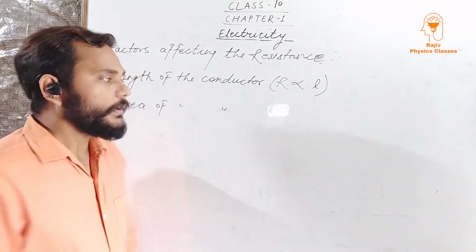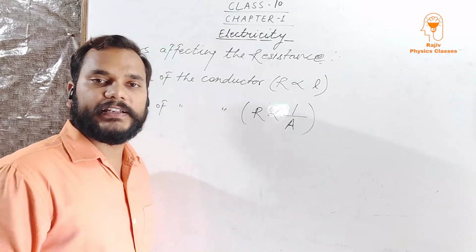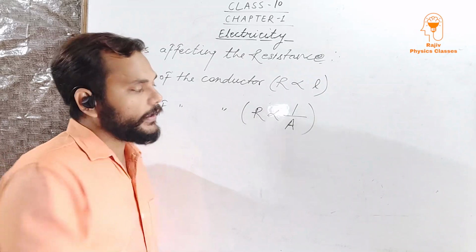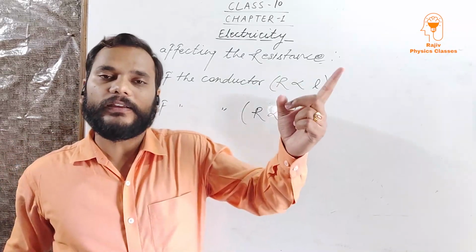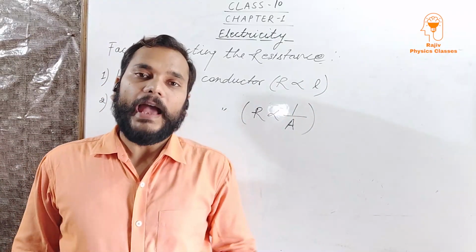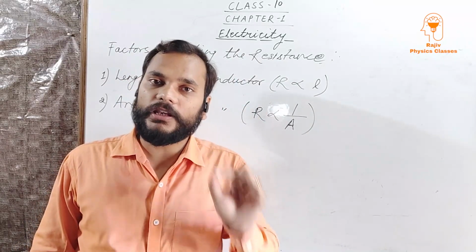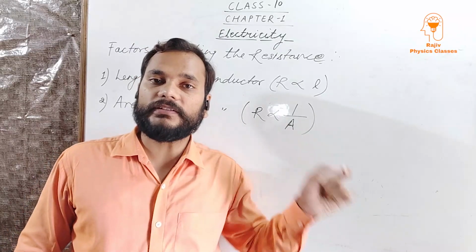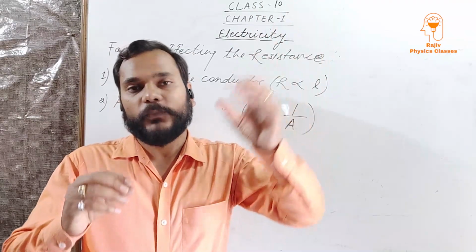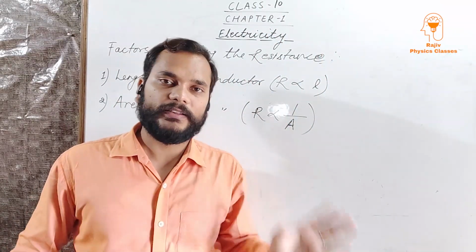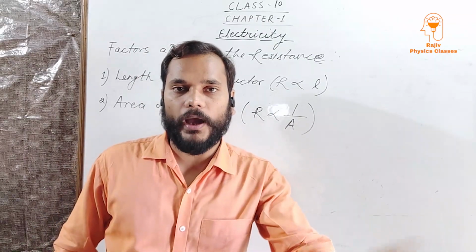Now the second factor: area of the conductor. Resistance of a conductor also depends on the area of cross section of the conductor, and it is inversely proportional. That means the resistance of a thin wire will be high, and if there is a thick wire, its resistance becomes low. Less area, more resistance. More area, less resistance. Resistance is always inversely proportional to the area of cross section of the wire or conductor.